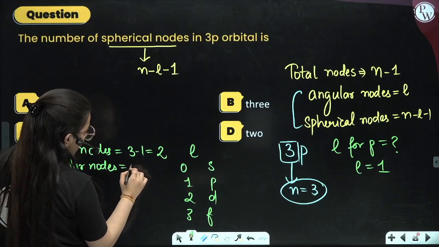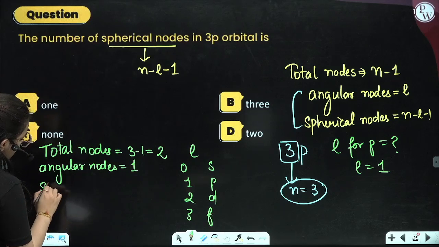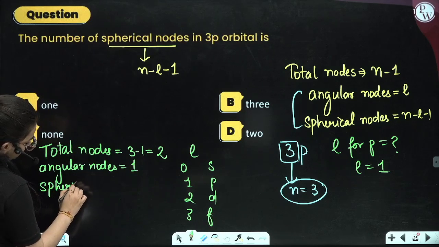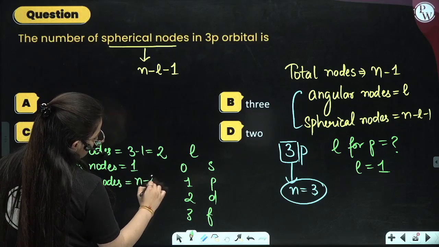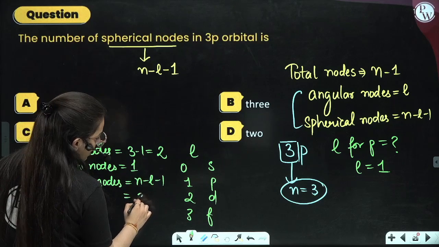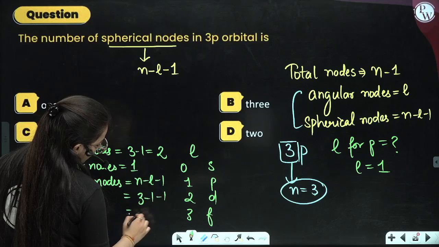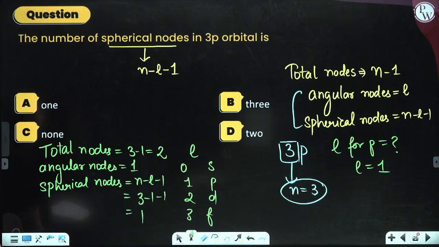Angular nodes is L, that means it is 1. Now comes spherical nodes. Spherical nodes is N minus L minus 1. So N over here is 3, minus L is 1, minus 1. That means it is 1.